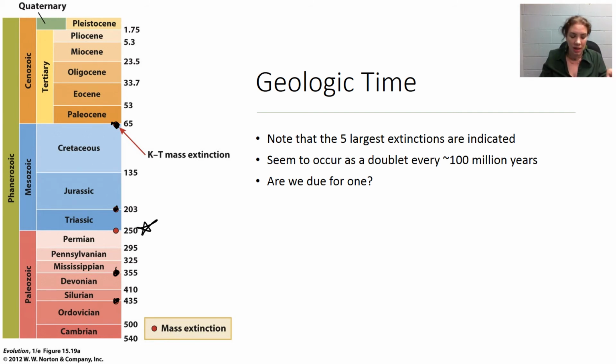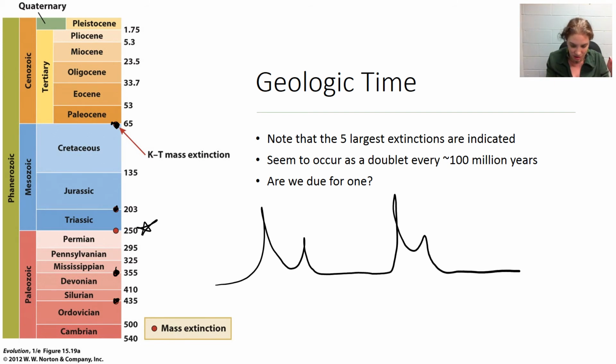So when a lot of people look at this, what they see is kind of this pattern of extinction, extinction, time, extinction, extinction, time, extinction. Oh wait, where's our second little peak? There should be another dot in here somewhere. And there isn't. So a lot of people think we're actually overdue for another major mass extinction.